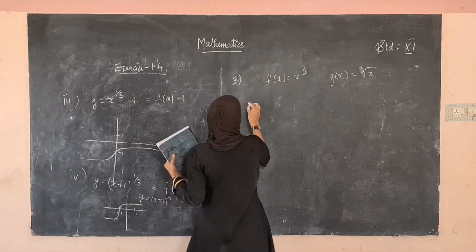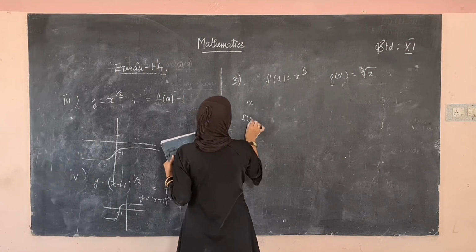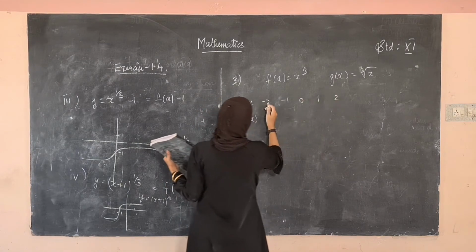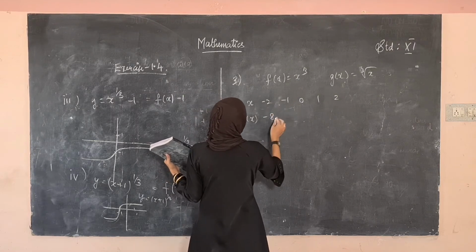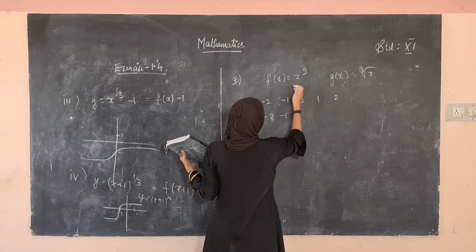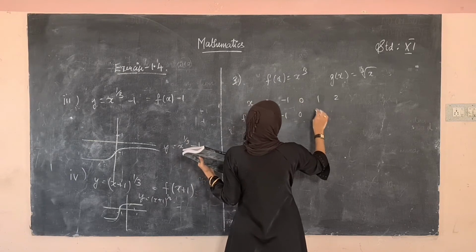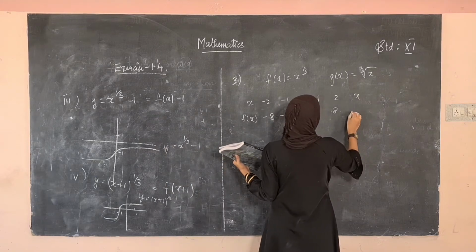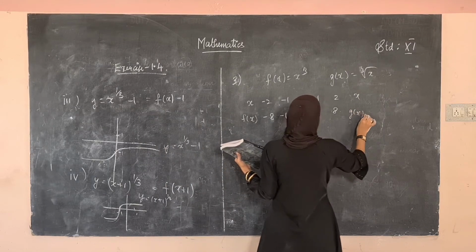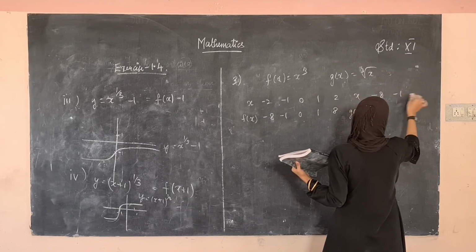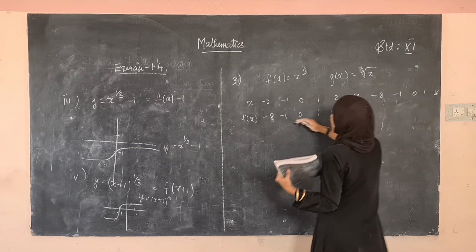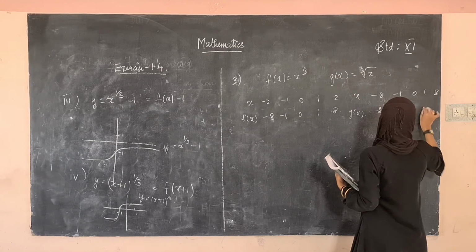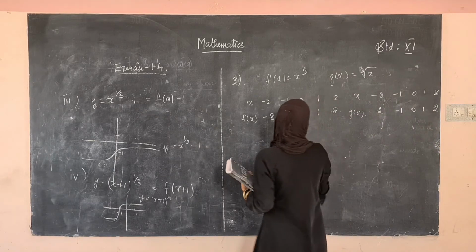Okay. For that, now let us take x and f of x. See here, minus 2, minus 1, 0, 1, 2. What happens? Minus 2 the whole cube is minus 8. Minus 1 the whole cube is minus 1. 0 the whole cube is 0. 1 cube is 1. 2 cube is 8. And for this function, x and g of x, we are taking the same values: minus 8, minus 1, 0, 1 and 8. What happens? This is minus 2, minus 1, 0, 1 and 2.